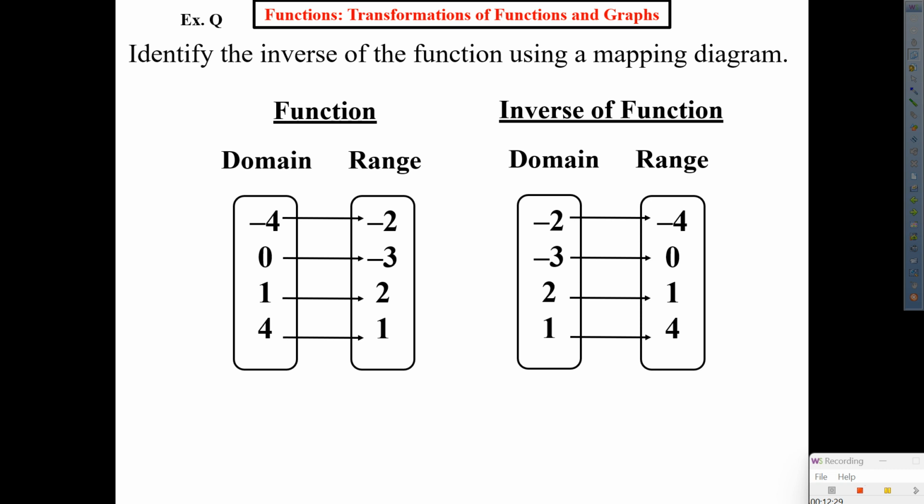What do you see? Brandon, Darty, pass someone. Noah, what do you see? They're flipped. The domain and range are flipped.